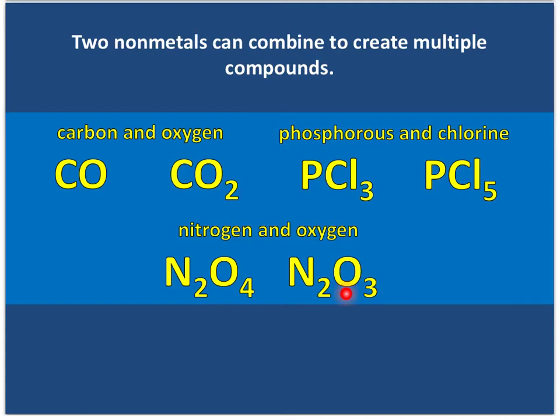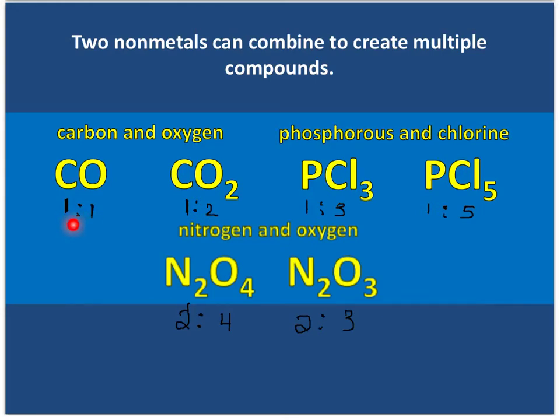Now if you notice, you have different amounts of each element in the compounds. Here we have 1 carbon to 1 oxygen, 1 carbon to 2 oxygens, 1 phosphorus to 3 chlorines, 1 phosphorus to 5 chlorines, 2 nitrogens to 4 oxygens, 2 nitrogens to 3 oxygens. So here we see that they're combined in different ratios. When we name these compounds, we have to use a system where we can identify the correct ratio of each element in the compound.